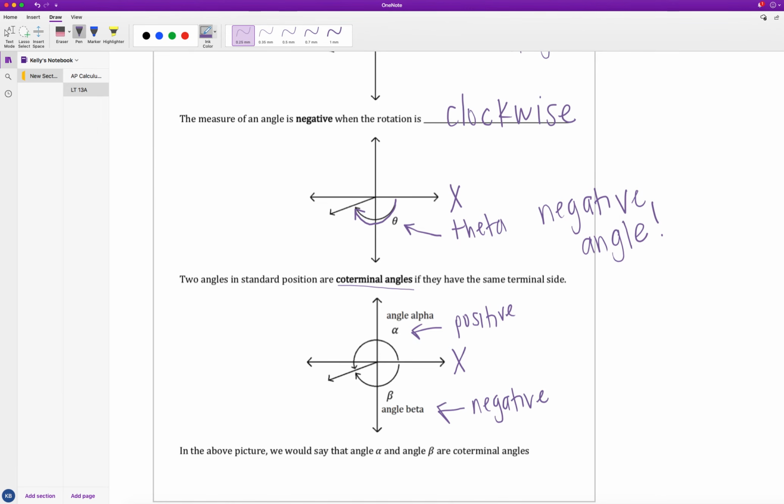But both of these angles, we would say that angle alpha and angle beta are coterminal since they end at the same terminal side. Now, they also start at the same initial side, but every angle starts at the positive x-axis. They just both happen to meet up on the same terminal side, so they are called coterminal.